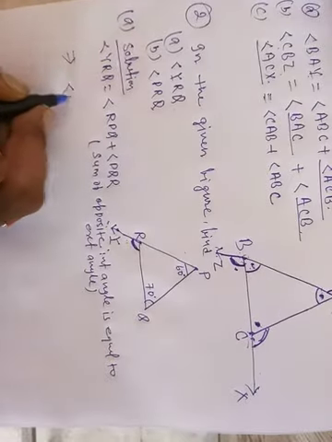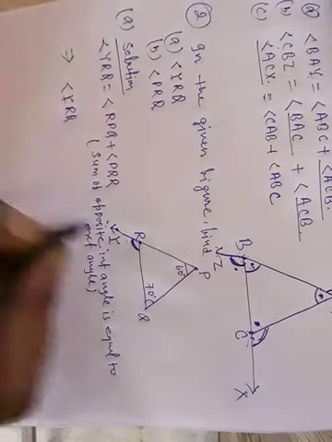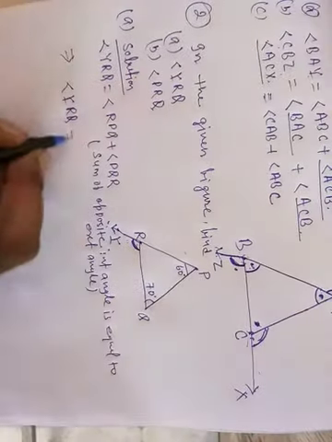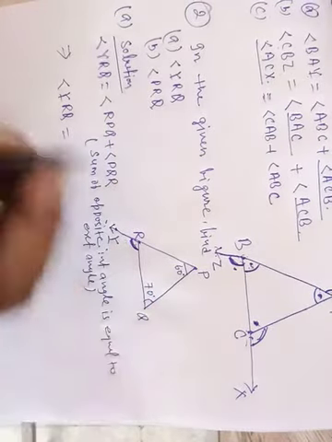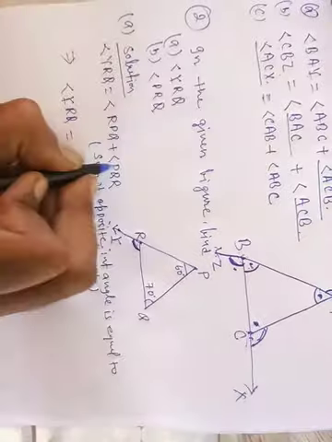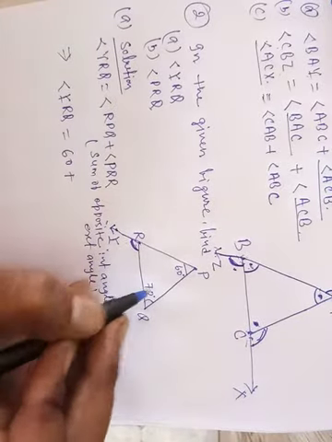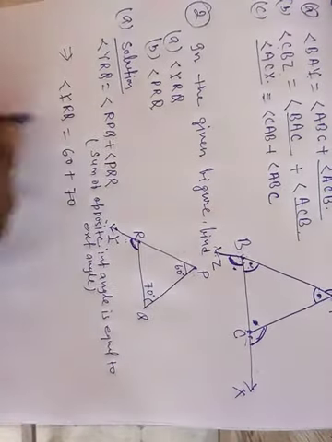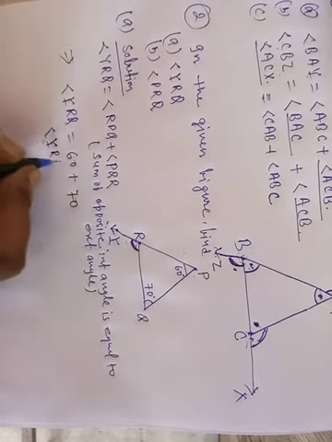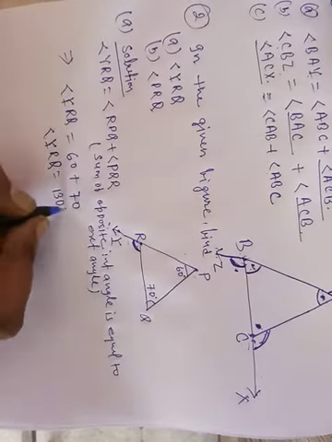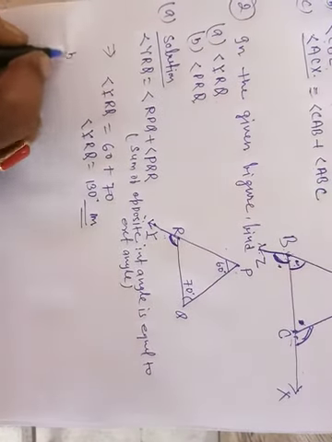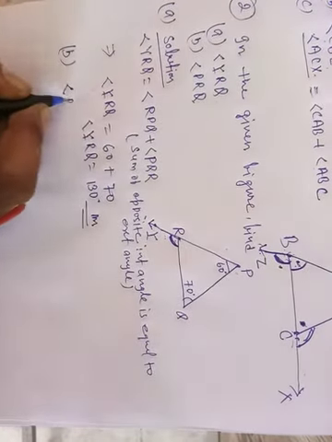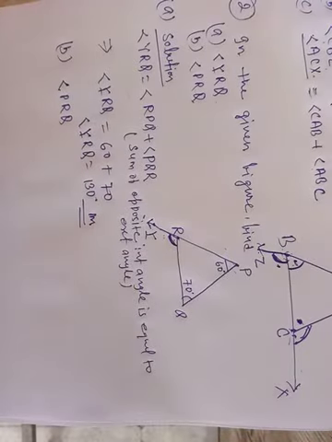So angle YRQ is equal to these two angles. Here angle RPQ is 60 degrees and angle PQR is 70 degrees. So we get angle YRQ is equal to 130 degrees. This is the answer. Now in question number 2 part B, you have to find angle PRQ.